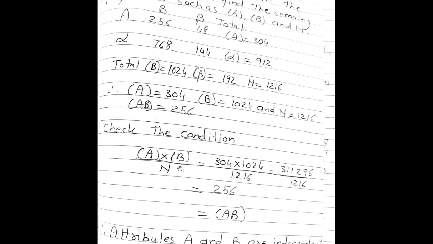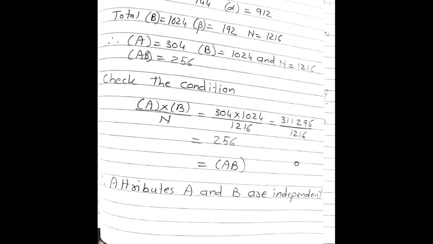So what can we say? Frequency of A into frequency of B upon N is equal to frequency of class AB. Therefore, attributes A and B are independent.